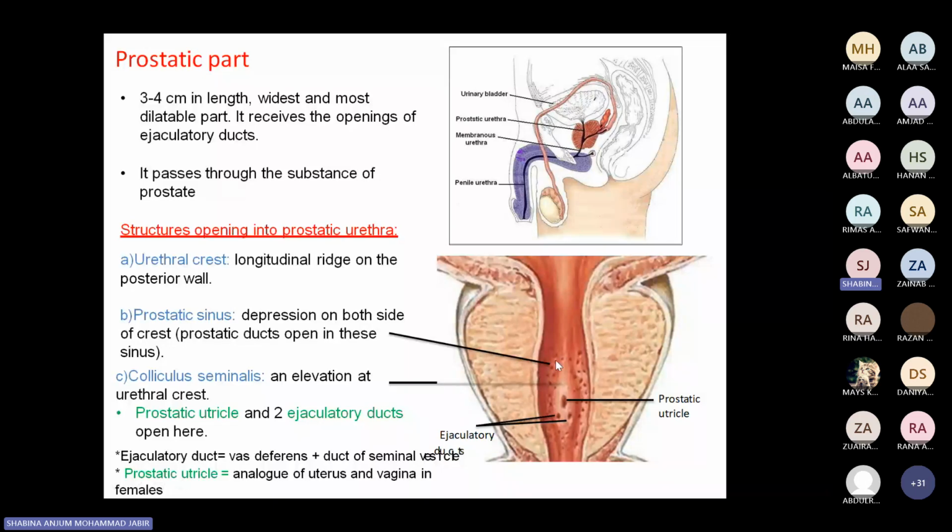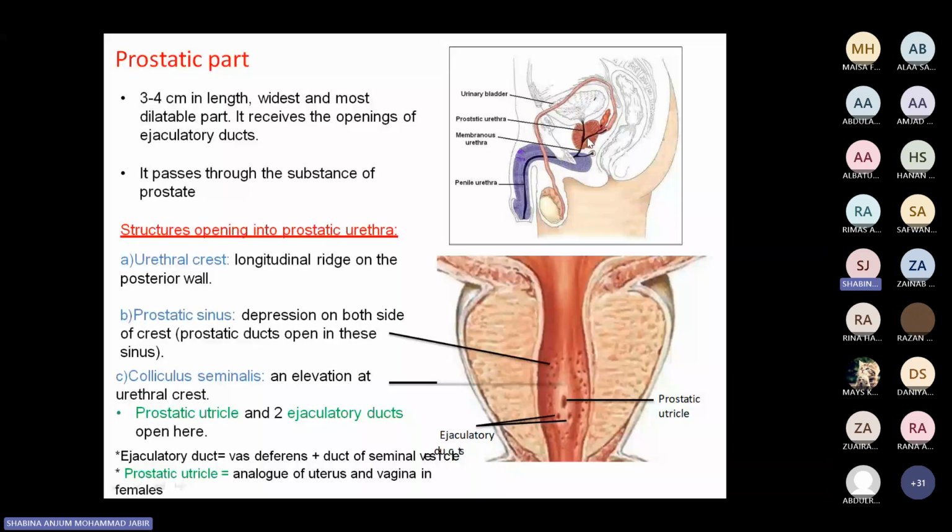Then on the crest you have the colliculus seminalis here, which has an elevation. This one has the prostatic utricle and two ejaculatory ducts. So now you will ask, what are these ejaculatory ducts? These ejaculatory ducts here, this is the ejaculatory duct.